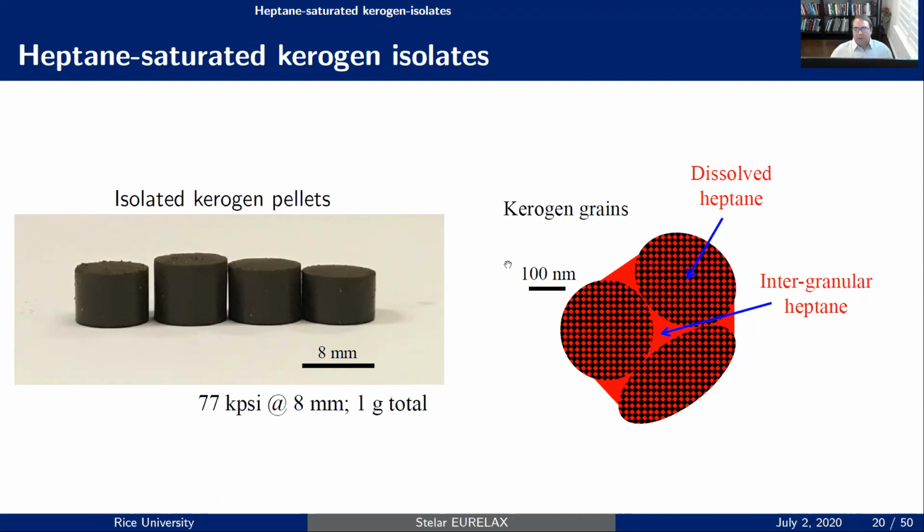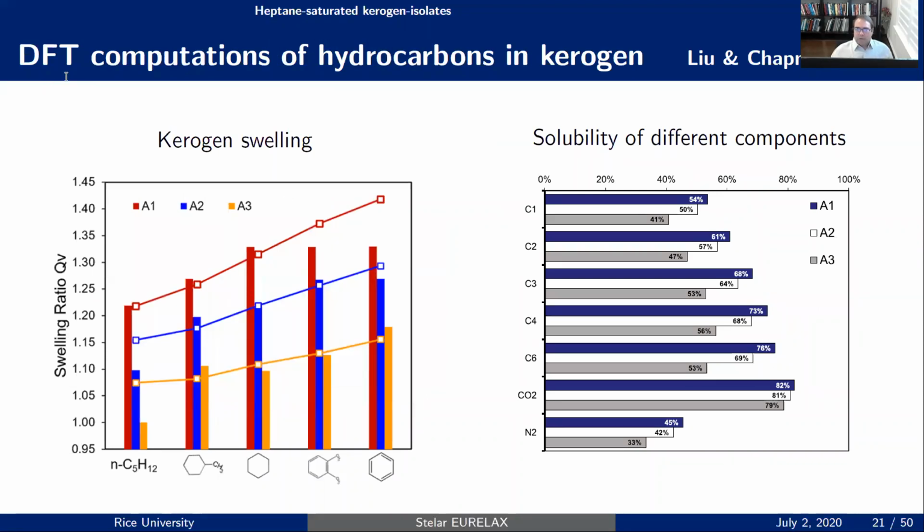A bit more about this dissolved gas. Well, these are density functional theory computations of hydrocarbons in kerogen done by Liu and Chapman. And what they do is they first calibrate their density functional theory to swelling data. So here is the swelling data, the bars, for pentane up to benzene, and at different maturities. So this is in increasing maturity, and you can see the amount of swelling for each solvent. And then the lines here are the density functional theory. Once they calibrate that, they can then look at the difference in solubility of different components in kerogen. And what stands out is CO2 is much more soluble in kerogen than methane. And so perhaps this dissolved methane can be extracted with CO2 enhanced oil recovery.